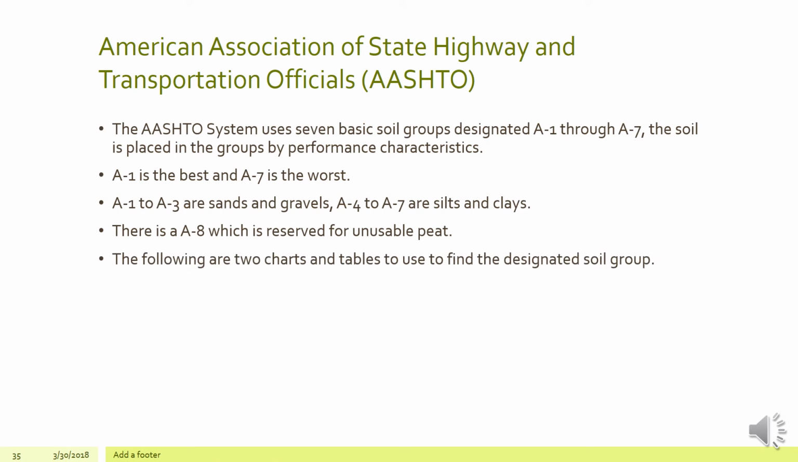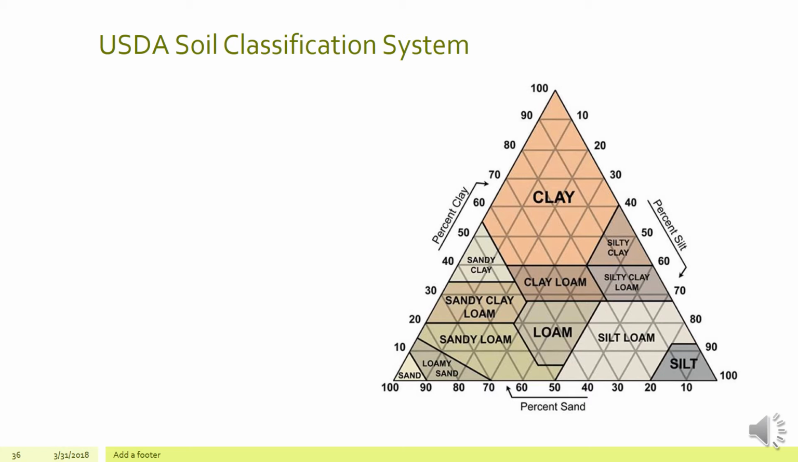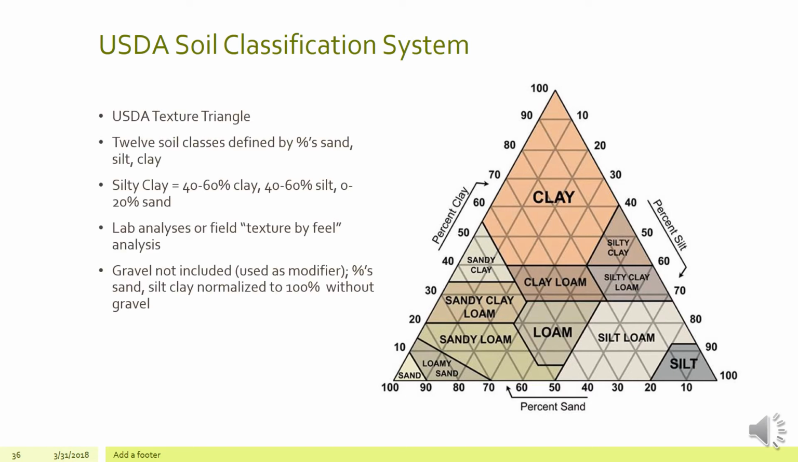The following are two charts and tables that you can use to find the designated soil group. And of course, this will be in the text material, or you can view this with the PowerPoint presentations. The USDA soil classification system uses a triangular shape, with soils placed on the triangle to give you an idea of the makeup of the soil content. On the texture triangle, there are 12 soil classes defined by the percent sand, silt, and clay. Silty clay is 40 to 60% clay, 40 to 60% silt, and roughly 0 to 20% sand. Lab analysis or field texture-by-feel analysis can be conducted. Gravels are not included. Using a modifier, the percentage of sand, silt, and clay is normalized to 100% without the gravel.